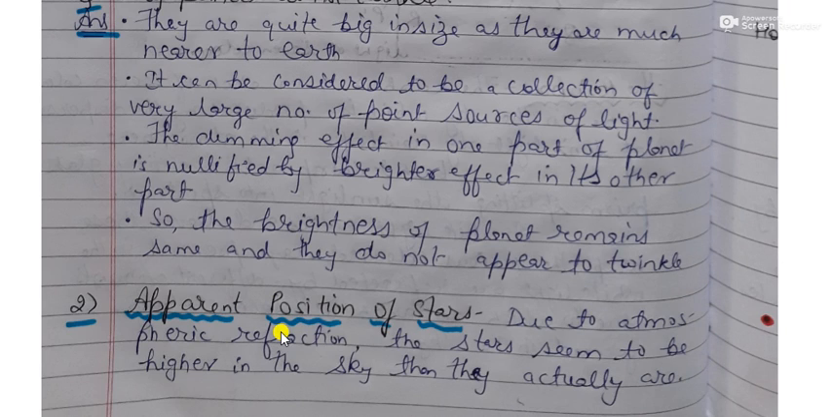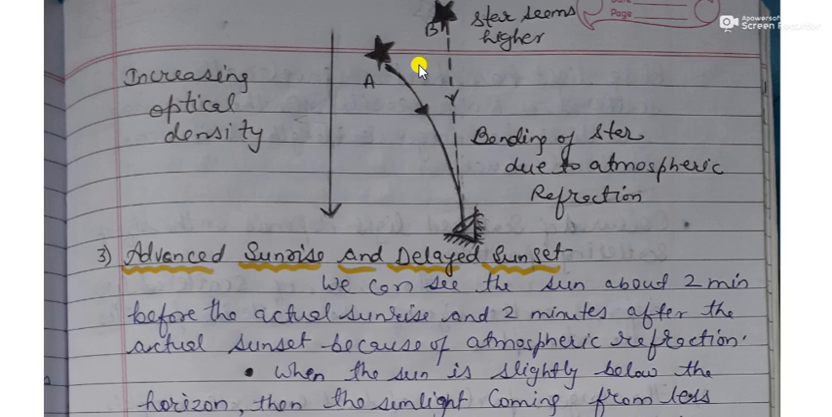Now the next phenomenon is the apparent position of a star. Apparent position means the star seems higher in the sky than it actually is. This is also due to atmospheric refraction. So here you can see this star, the original position of the star is A, but we see that the star is higher at position B. Why does this happen?